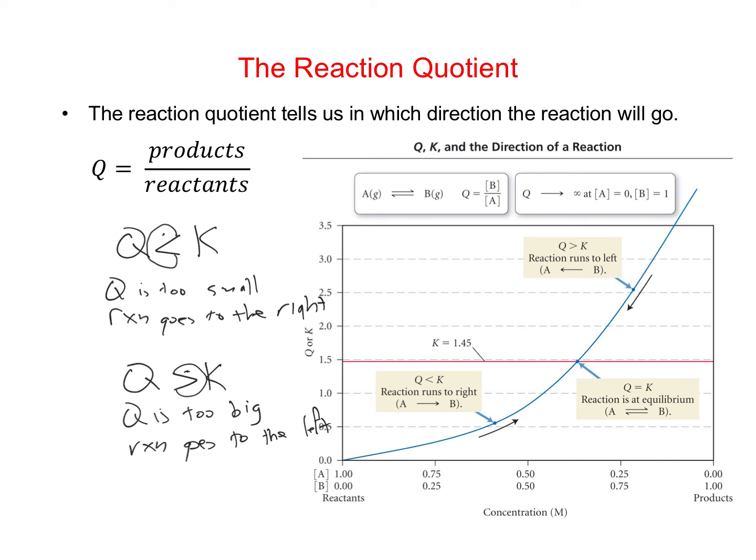Or the way I remember it is if Q is too small, I don't have enough products. The reaction needs to go to the right to make more products. Or if Q is too big, that means I have too many products. The reaction needs to go to the left to convert some of those products into reactants.